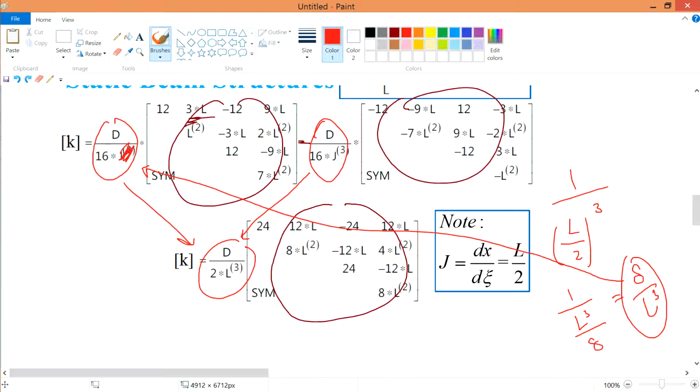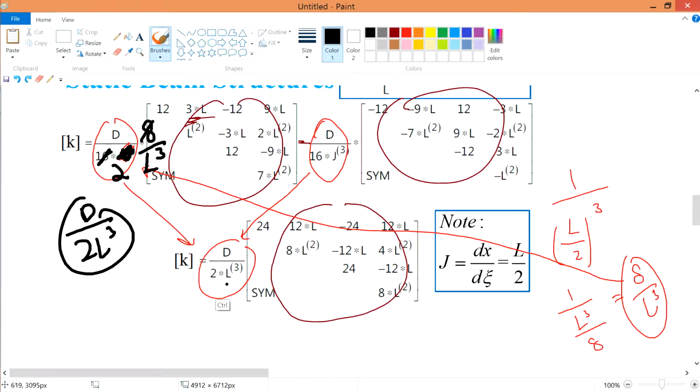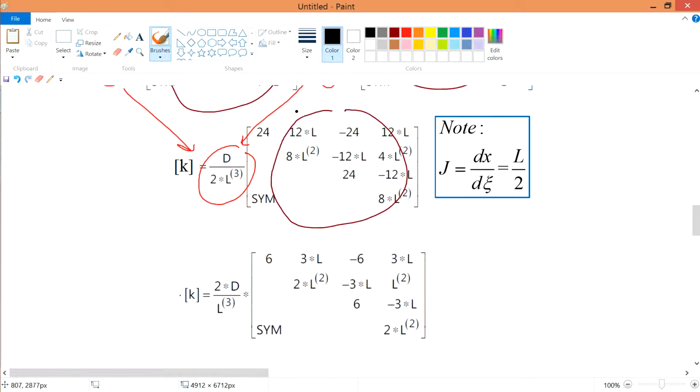8 over L cube. As you can see, we can cancel 8 and 16, we have 2. Therefore, we have d over 2 times L cube. I think it's kind of straightforward already for you. So I'll just cancel, this is 2. So I have d 2L cube, which is this one. We are almost there, hang on. And I simplify because I see 24, 12, 8 all have the same common term of 4. So I factorize out 4.